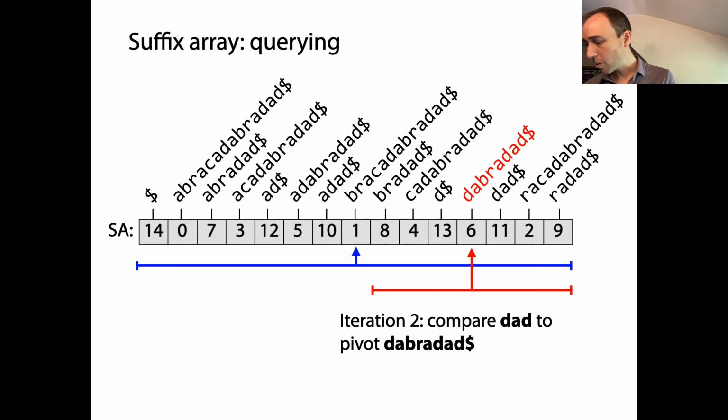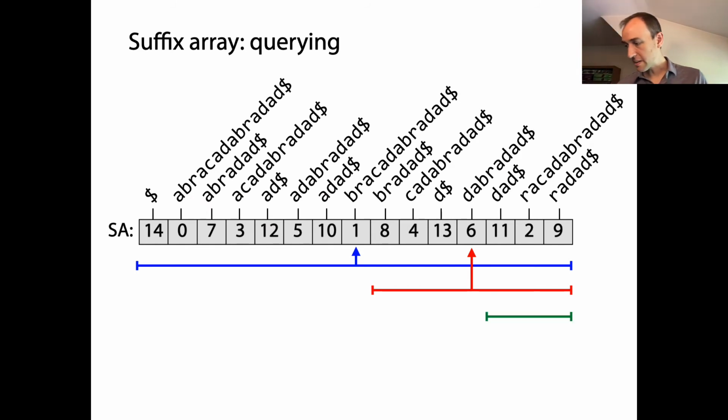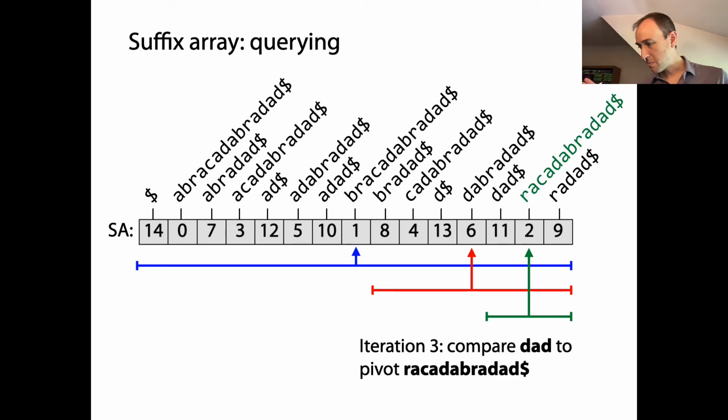So we narrow our focus even more. I'm going to recursively look at this range. Again, let's take the middle element as our pivot. We're going to compare our query string DAD to that pivot. This time, right away, there's a mismatch, and we see DAD comes before the pivot, right?